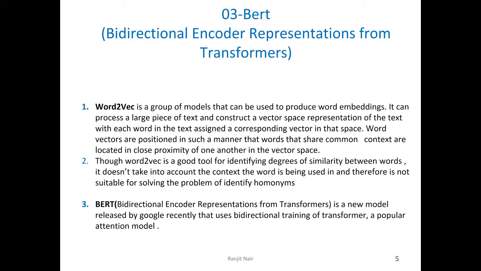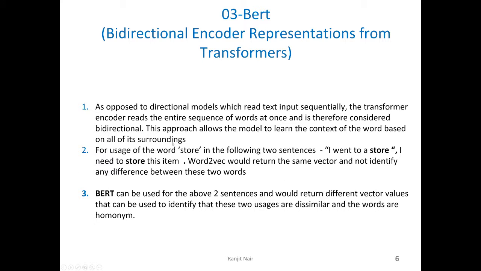BERT is what I've used. It's a new model that was recently open sourced by Google. It uses bidirectional training of the transformer, a popular attention model. As opposed to directional models which read text input sequentially, the transformer encoder reads the entire sequence and is therefore considered bidirectional. This allows the model to learn the context of the word based on its surroundings.